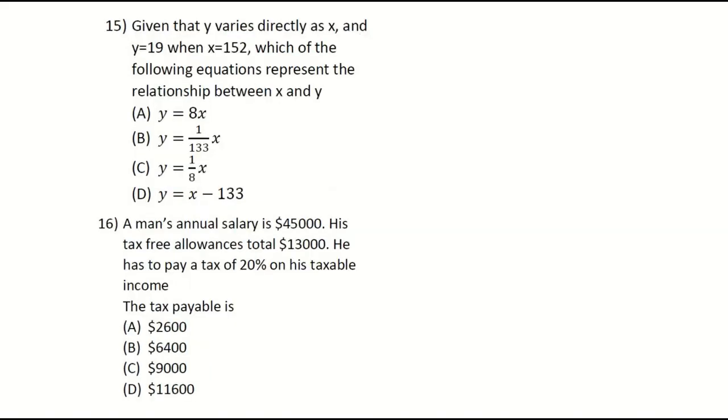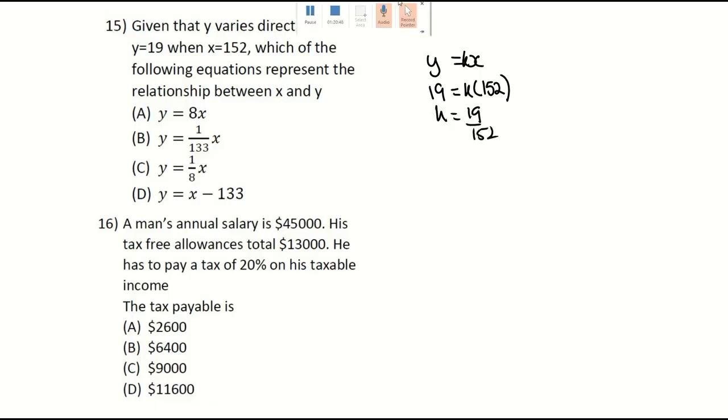Then, given that y varies directly as x, so y is equal to kx. When y is 19, x is 152, so k is equal to 19 over 152. When we find k, k is going to be 1 over 8. So if they want the relationship between y and x, it would have been C. y is equal to kx, k is 1/8, so it will be 1 over 8x.